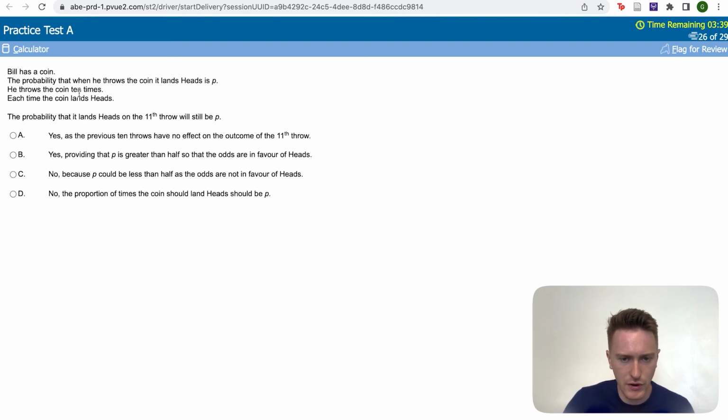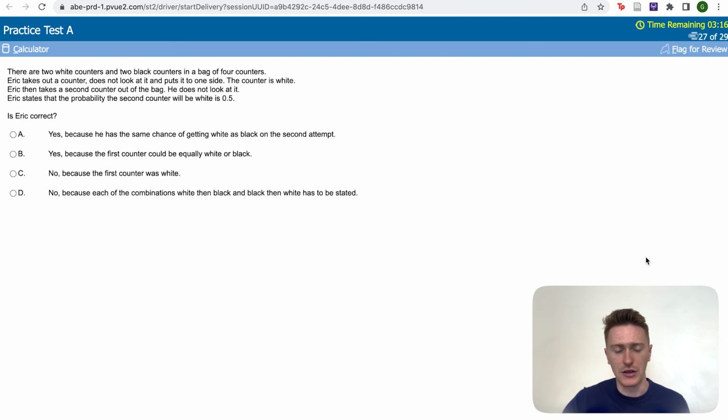The probability that when he throws it, it lands on heads. He throws it 10 times. It always lands on heads. The probability that it lands heads will still be P. Yeah, that's true. This is gambler's fallacy. No matter how many times you do it, even if you get a string of one outcome, every event is different and therefore every event holds the original probability. So yes, it has no effect on the outcome of the 11th throw. That may make you wonder whether the coin is biased, but that's not inferred in the question.